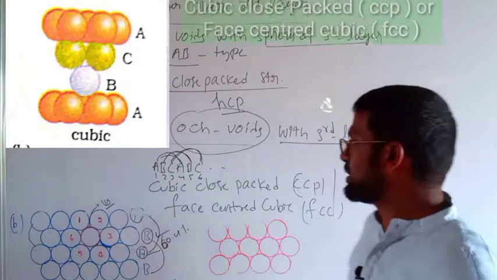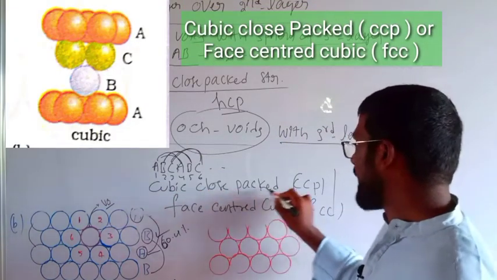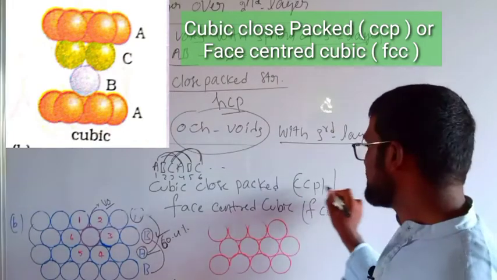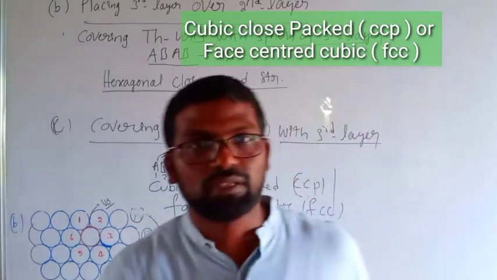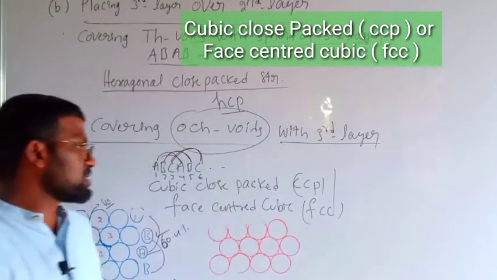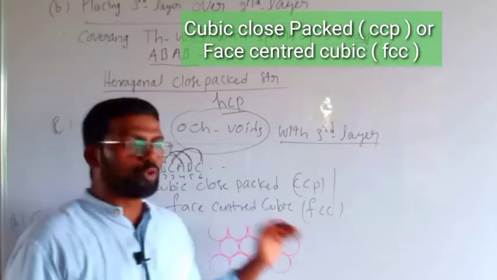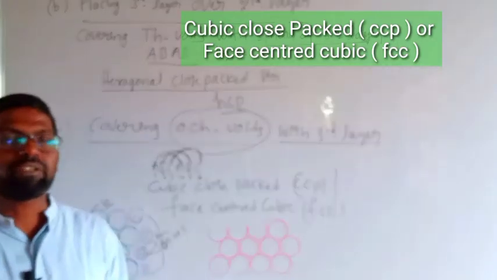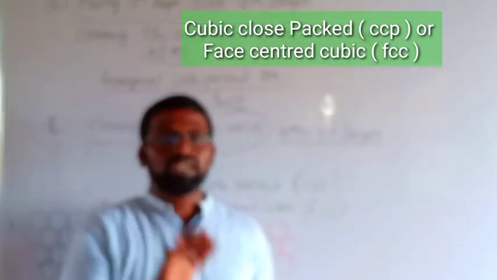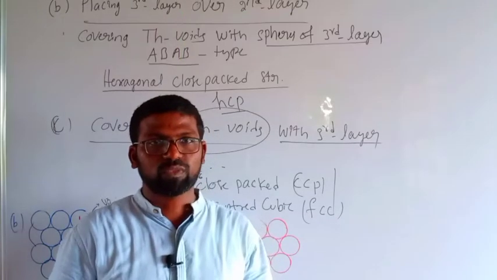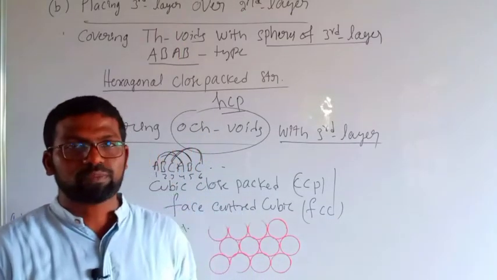So this arrangement is called cubic close packed arrangement, or CCP, or face centered cubic arrangement, FCC. So cubic close packed structure or face centered cubic structure will be formed when the spheres of the third layer are placed over the octahedral voids of the second layer. So these are the different concepts, dear students.